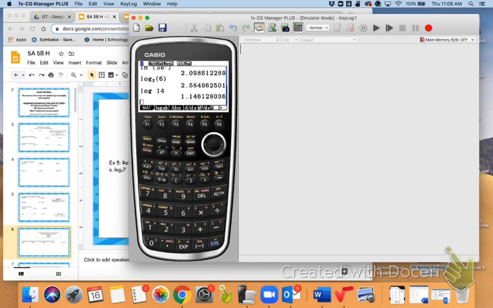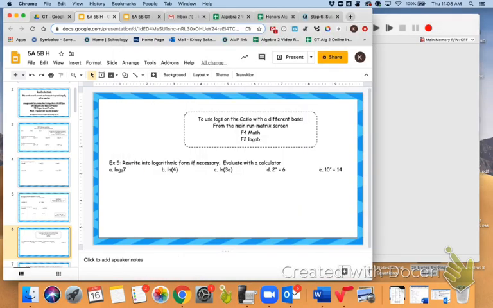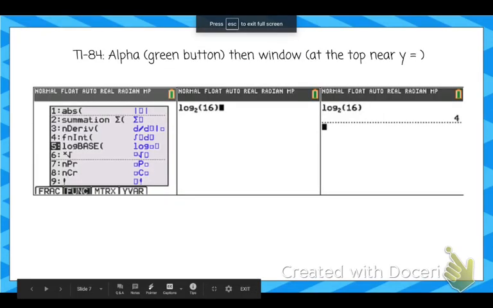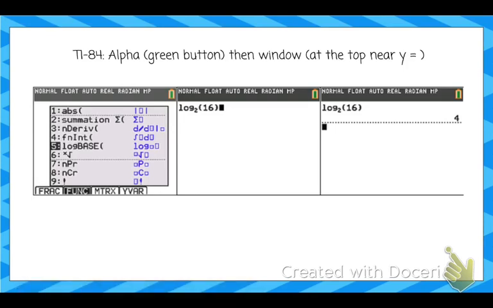All right, if you don't have a Casio, I know some of you guys are using a TI. If you have a TI, you can still do a log base. It's a little bit different, but what you'll do if you have a TI is you'll do the green alpha button and then window, which is at the top near y equals. Then you're going to see kind of this menu pop up, and then from there, you can do log base. All right, and then you're able to enter those different bases.